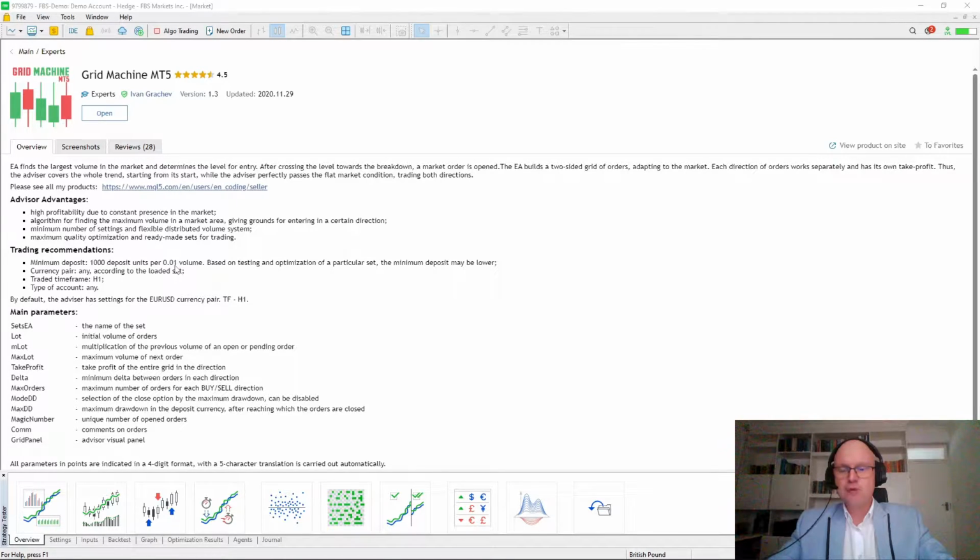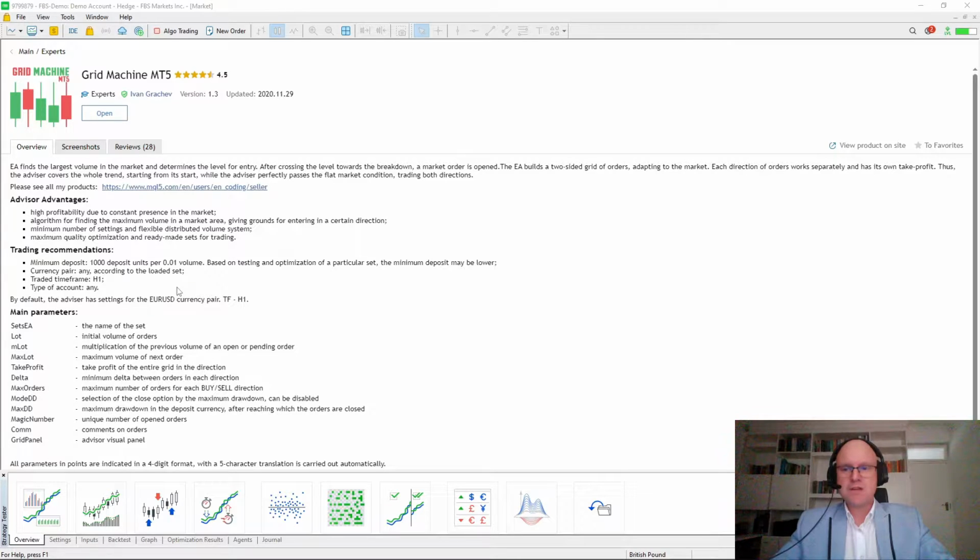Now, some of the trading recommendations include a 1,000 deposit for 0.01 volume. It can be used across multiple pairs, including Forex, stocks, commodities, and even cryptocurrencies, but you need to have the appropriate settings for that specific grid. Some of the main settings of the EA are quite simple, and for that reason, I decided to use this as our introduction to grid trading.